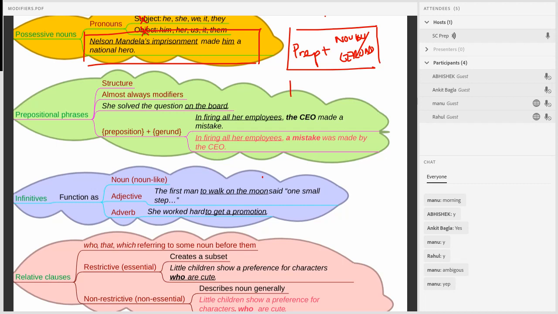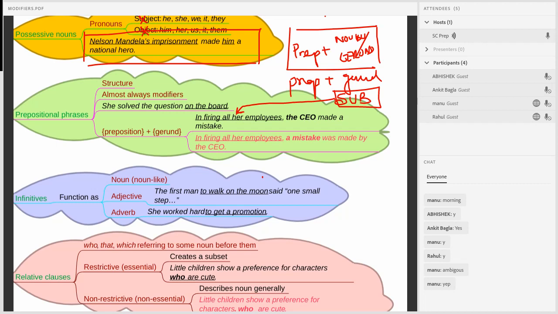You see preposition plus gerund. It's implying that someone is, and remember, gerund is just the ing form. So if you see preposition plus ing and it's implying that someone is doing something, then after the comma, the subject, remember, the subject of the clause needs to make sense with the prepositional phrase. So in firing all the employees, who did, and the application is very straightforward, as I said, who did the firing? The CEO did the firing. So the CEO needs to be the subject.